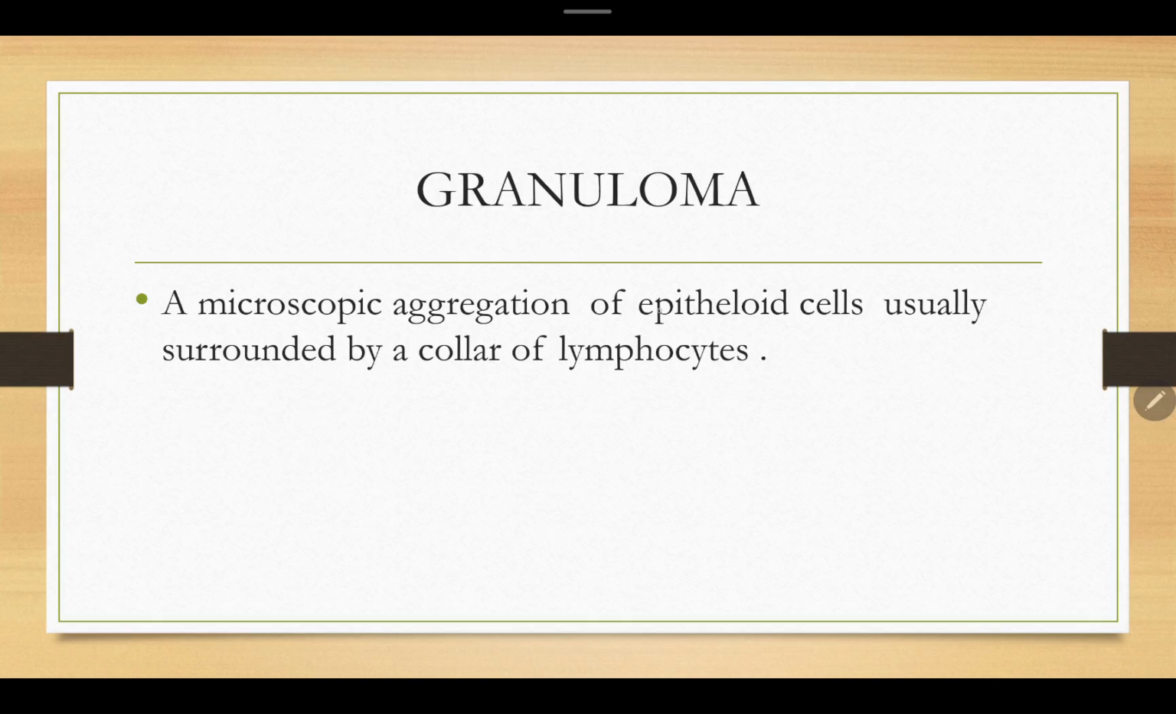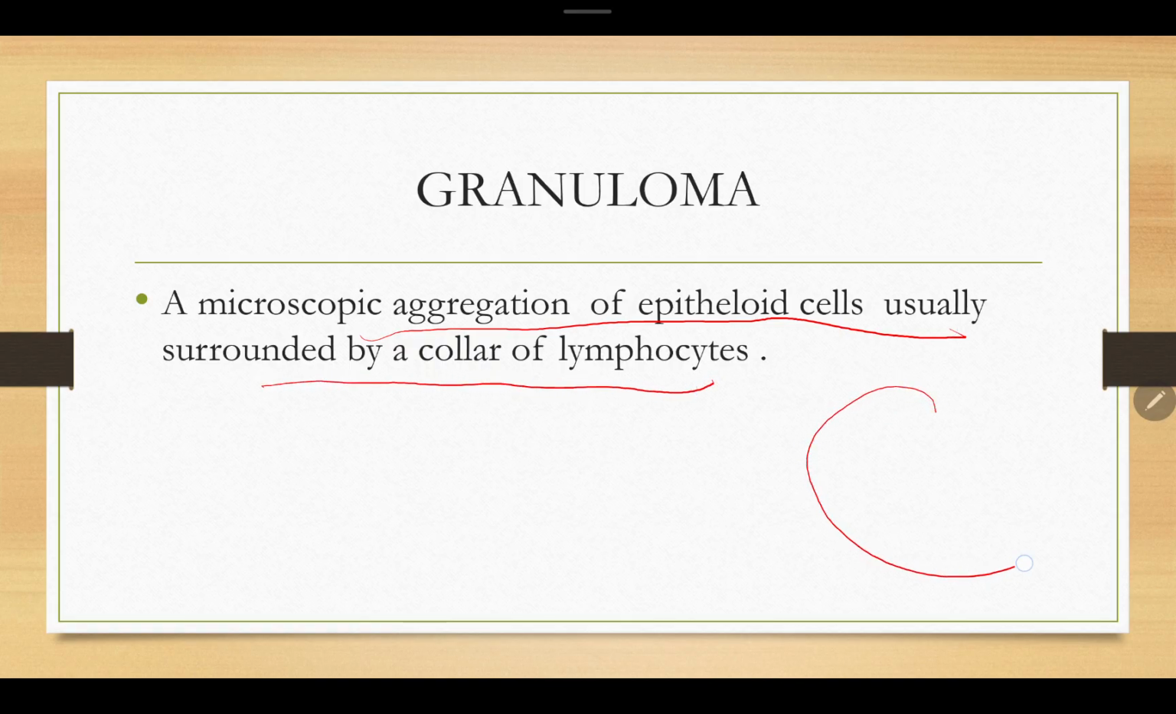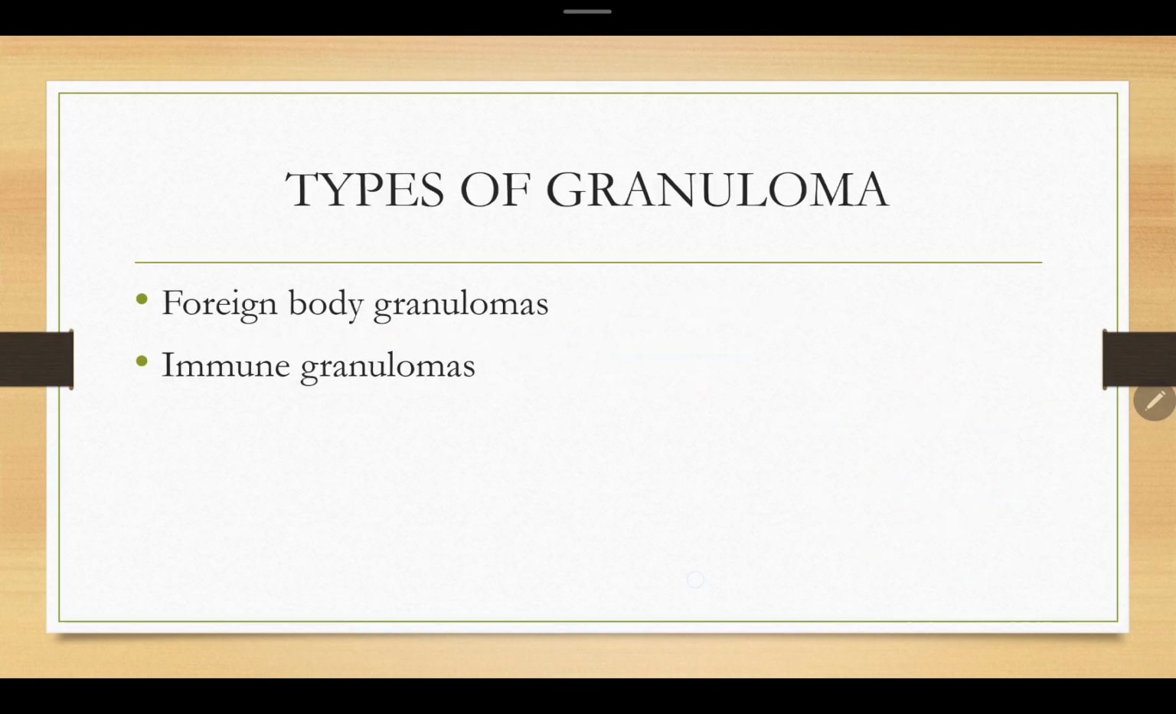So what is a granuloma? It is a microscopic aggregation of epithelioid cells surrounded by a collar of lymphocytes. We can see a microscopic aggregation of epithelioid cells, and these epithelioid cells will be surrounded by a collar of lymphocytes.